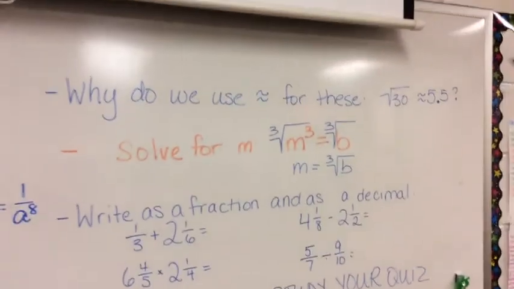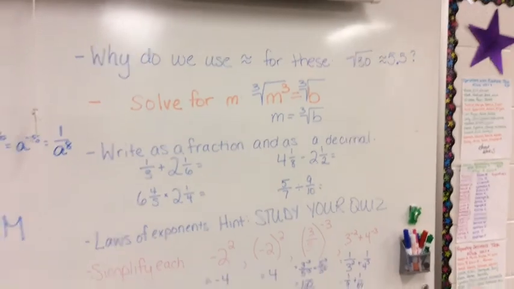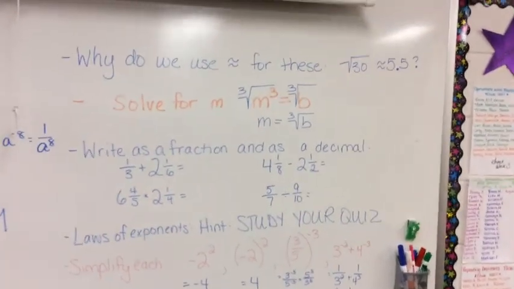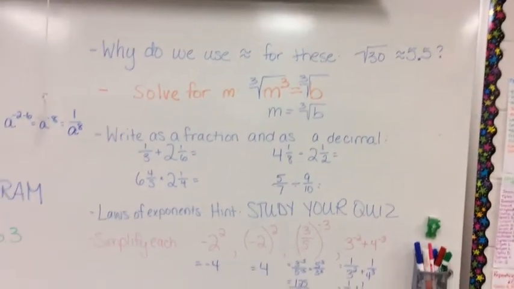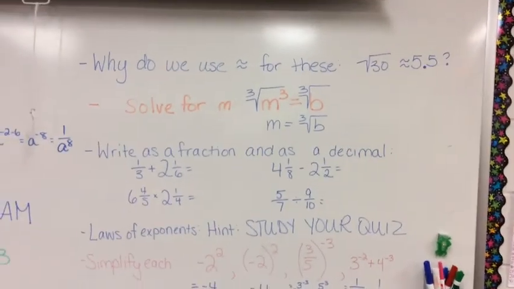I want you to think about the question, why do we use the approximate sign for these examples? The square root of 30 is approximately 5 5/10. Think about why we use that symbol.